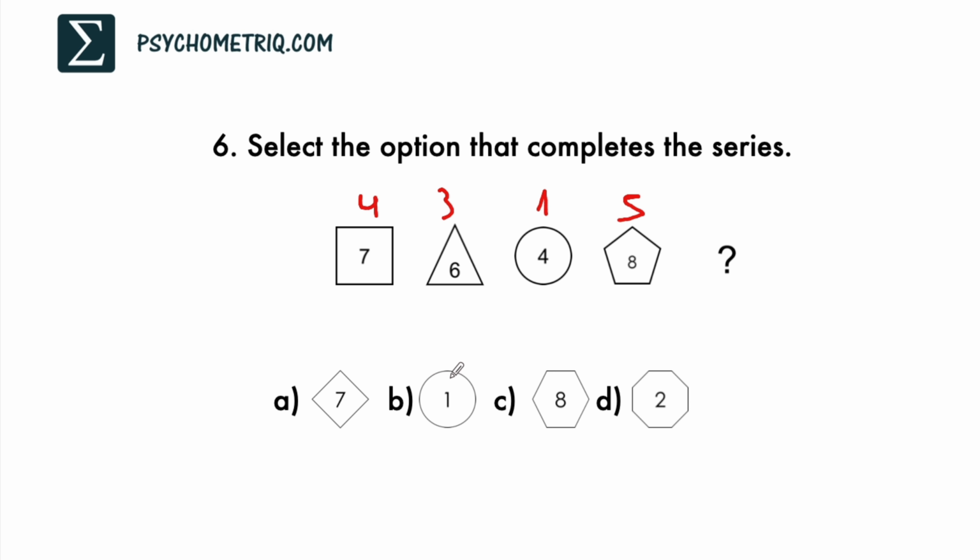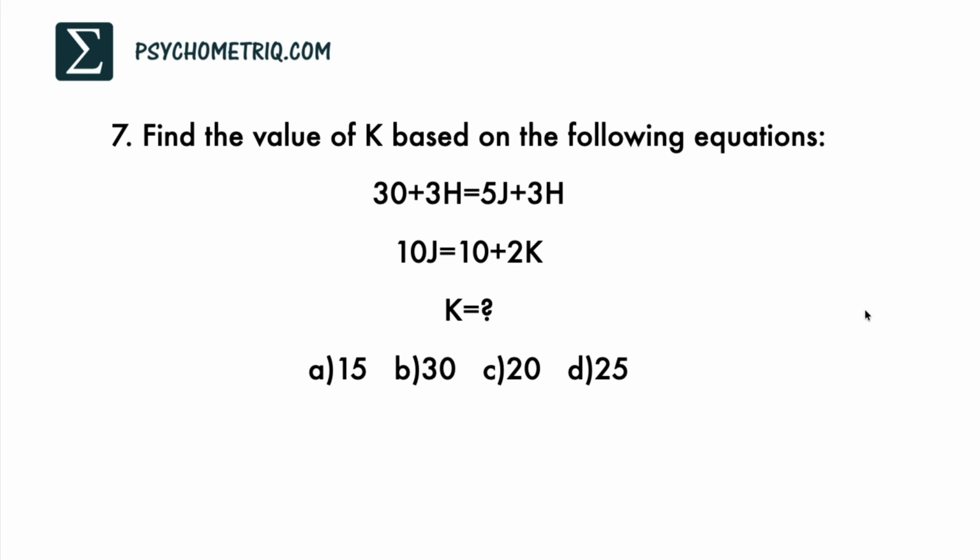This would be 1 plus 3, 4. This would be wrong. This would be 6 sides plus 3, 9. It would be wrong. This would be 8 sides plus 3, 11. It would also be wrong. The correct answer would be option A. Now let's move on to exercise number 7. Find the value of k in the following equations.